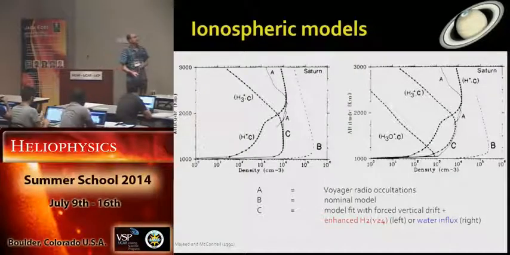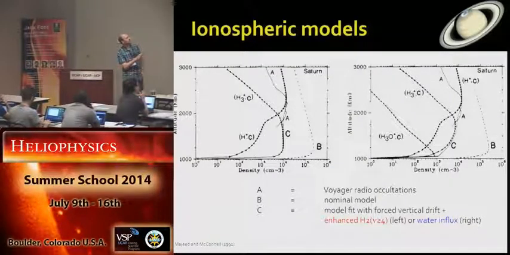Here's a similar example for Saturn. So curve A, once again, is the observation. Curve B is the nominal model. And then the difference here is that curve C on this panel uses an enhanced vibrational distribution of H2 to remove H+ and reduce electron density. And then on the right, it uses a water influx to sort of reproduce the observed electron density profile.